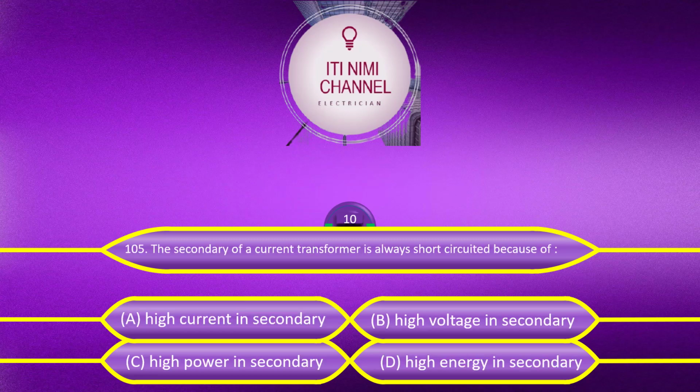The secondary of a current transformer is always short circuited because option A, high current in the secondary, option B, high voltage in the secondary, option C, high power in the secondary, option D, high energy in secondary. The answer is option B, high voltage in secondary.